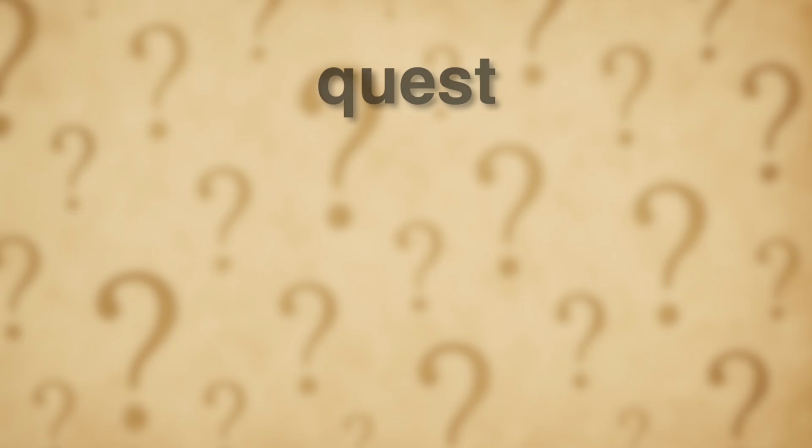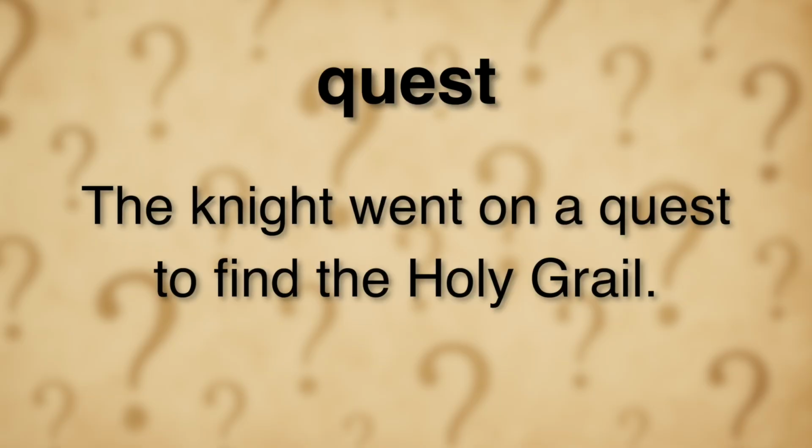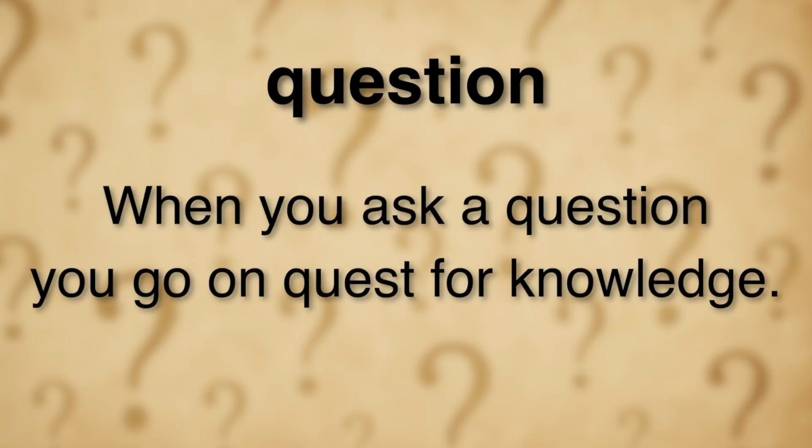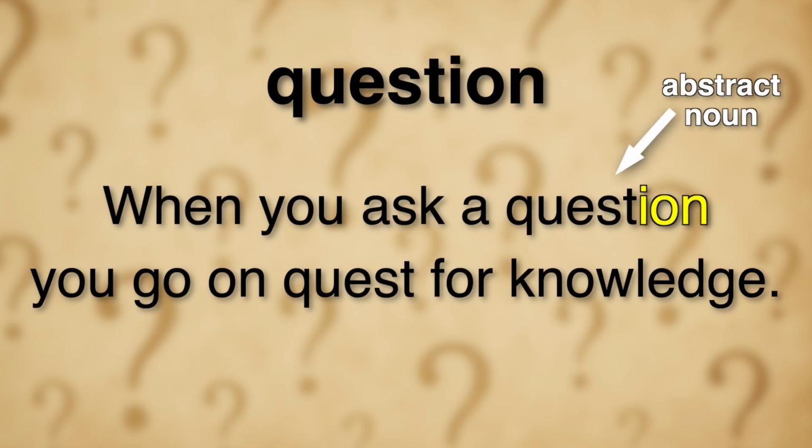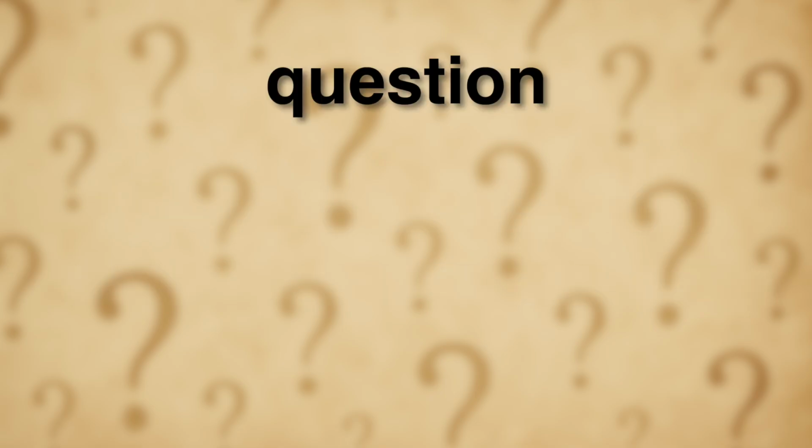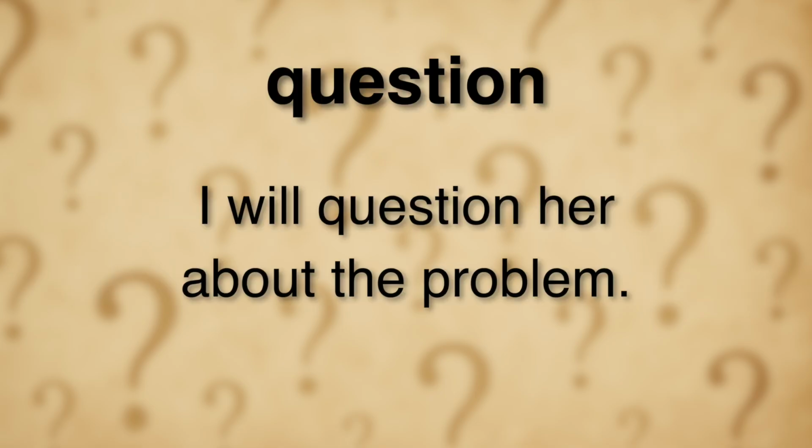Now let's use each family member in a sentence. Quest. The knight went on a quest to find the Holy Grail. Quest is a noun in this sentence. Question. When you ask a question, you go on a quest for knowledge. Here, ION forms an abstract noun, something you ask to seek information. Question. I will question her about the problem. Here, question is a verb that points to what you will do.